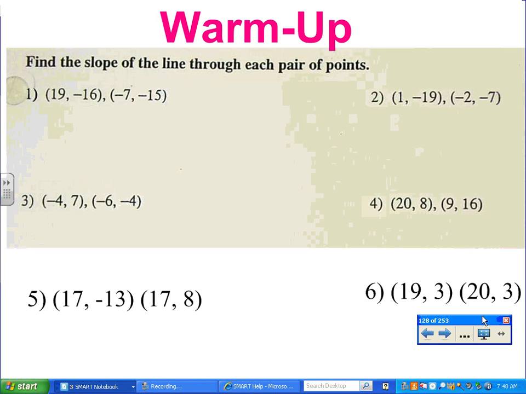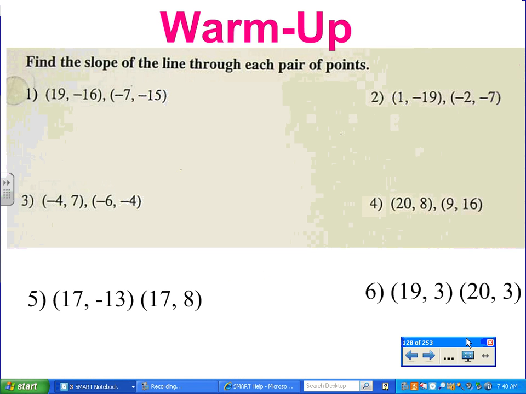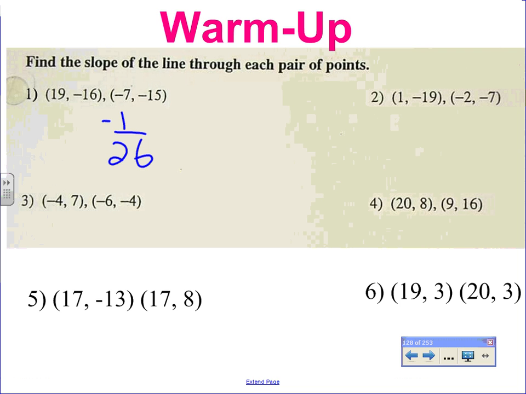Okay, finding the slope. So the warm-up that was on your desk. Ray, number 1. Good. Skylar, number 2. Good. 12 over negative 3, and then we can simplify that, Skylar. What does that simplify to? Good. Negative 4 over 1. David, number 3. Good. 11 over 2.